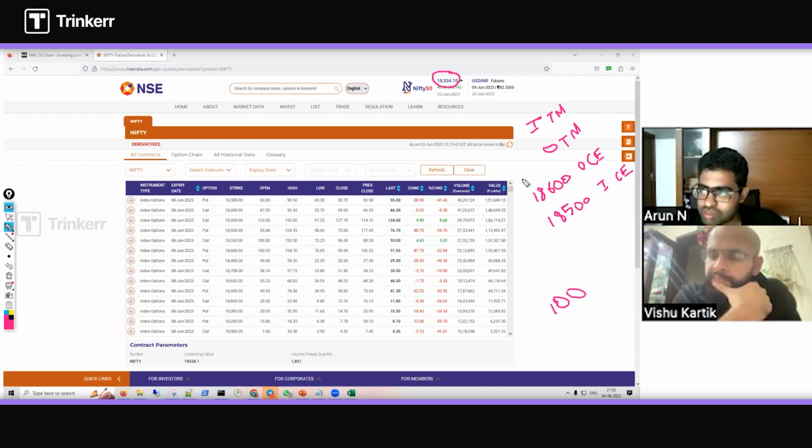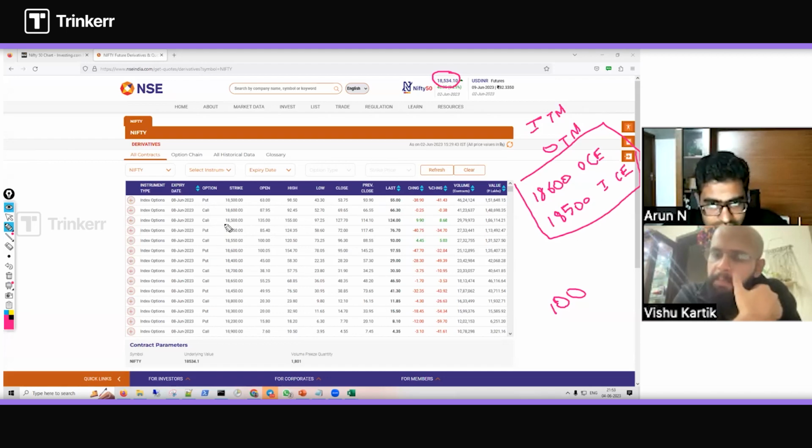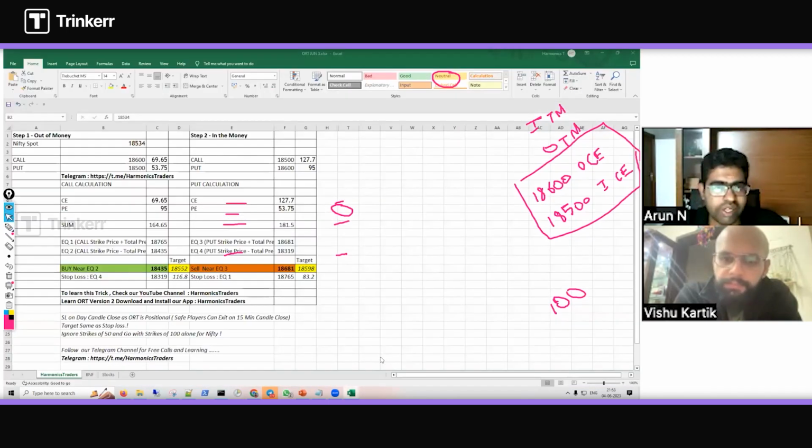So in this case, we are supposed to take all these 4 values. All these values you can see here. So we need this 18,500 call, 18,600 call. You can see the closing values 69 and 127, and 18,600 PE, 18,500 PE. So these 4 values we need: 53, 69, 127, 95. So what you are doing is just feeding that in this Excel.